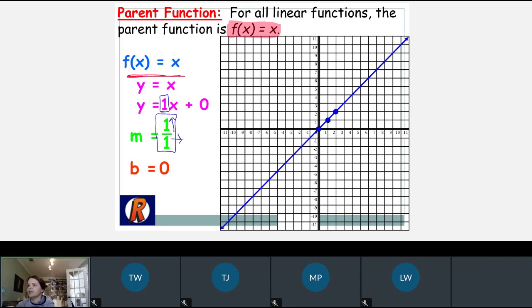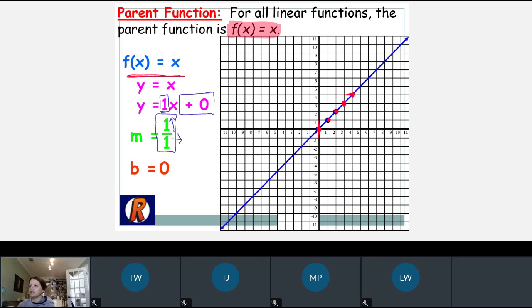Then we need a y-intercept. Well, if the y-intercept is not listed, okay, then we can assume that it would be 0. So the parent function is going to start at the origin. That's the y-intercept. We're going to go up 1, right 1, up 1, right 1. We just continue. Okay, so this blue line is the parent function.